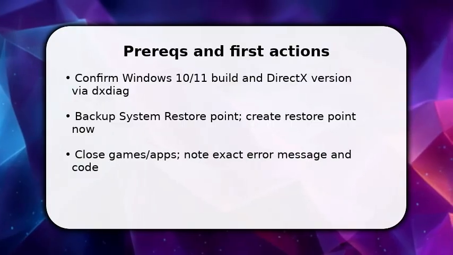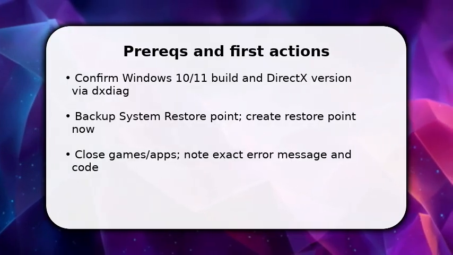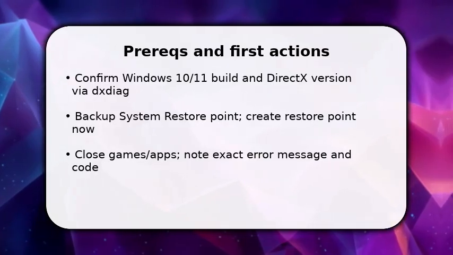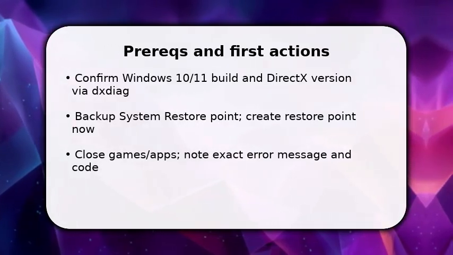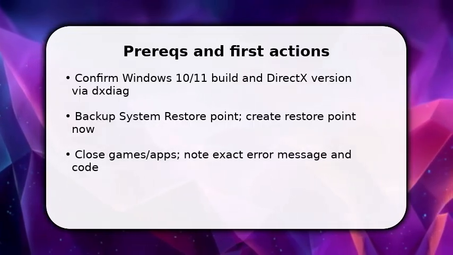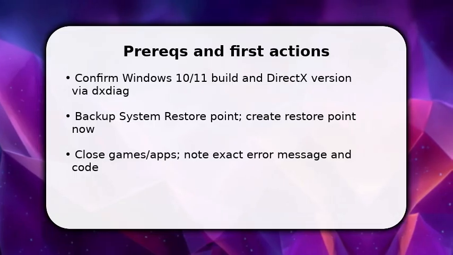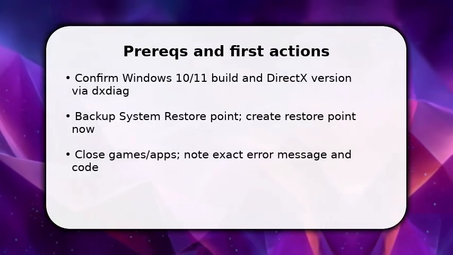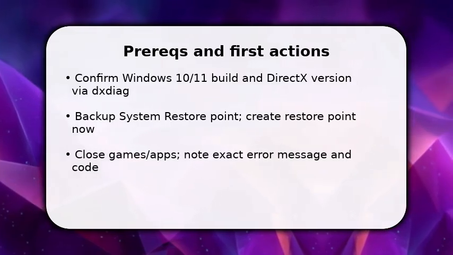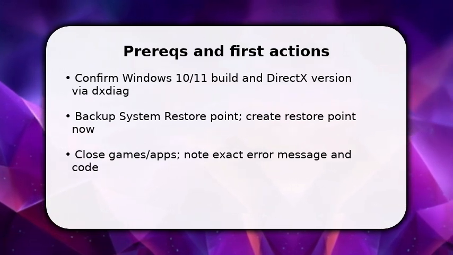You start by verifying system details, open DXdiag to confirm DirectX version and Windows build so you know compatibility. Create a system restore point before making changes because rollbacks save time if something goes wrong. Close all games and related apps. Record the exact internal system error text and any codes. Once done, you'll have a safe snapshot and the error details that guide which files or drivers to replace, so you can proceed with targeted fixes rather than guessing.